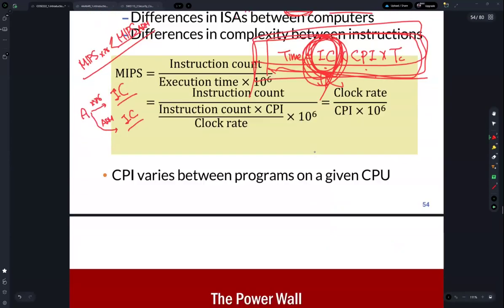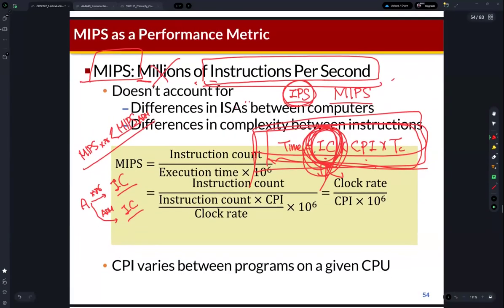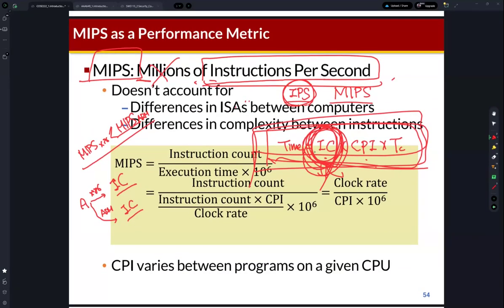The MIPS question can also appear in the exam. Okay, so I'll stop here.